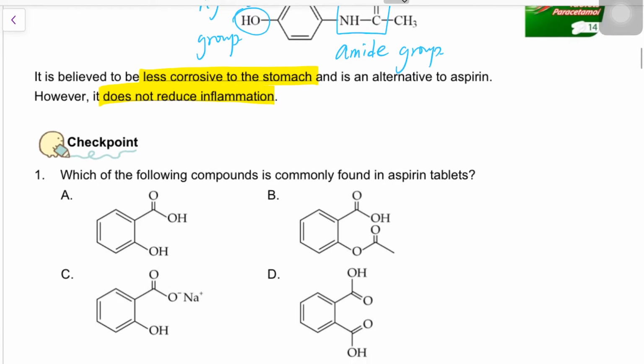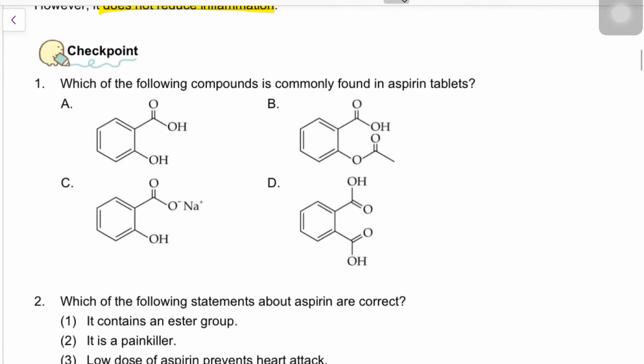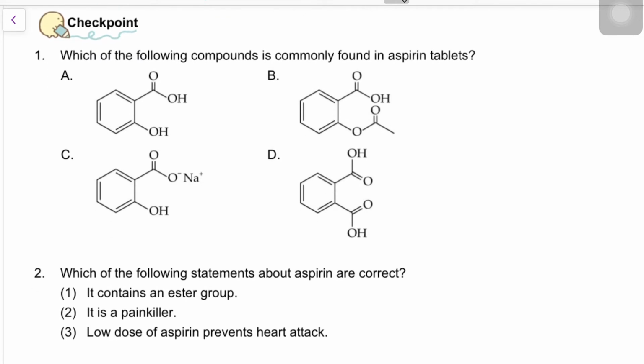Now here shows the checkpoint. So let's see. Do you remember the functional groups that exist in the aspirin tablet? So first, it contains a carboxylic acid. Yes, A, B, and D all have it, and one more functional group. Yes, it's ester. So B should be the correct answer because it has a carboxylic acid and an ester functional group.